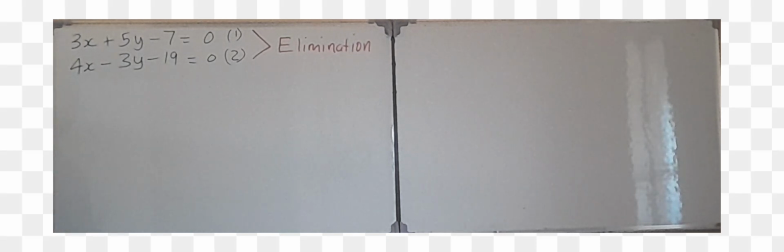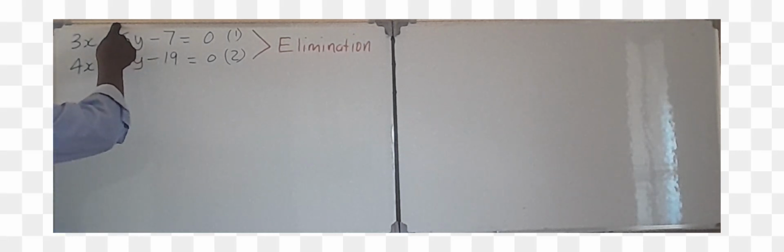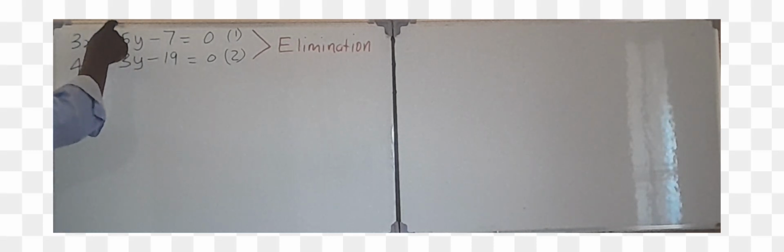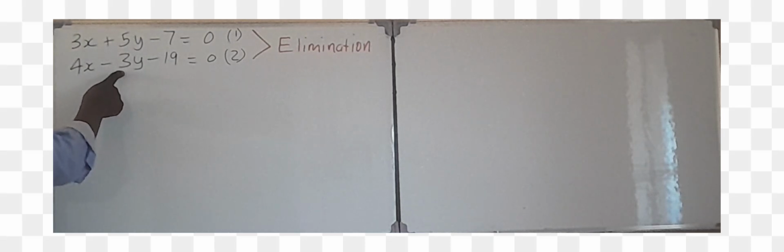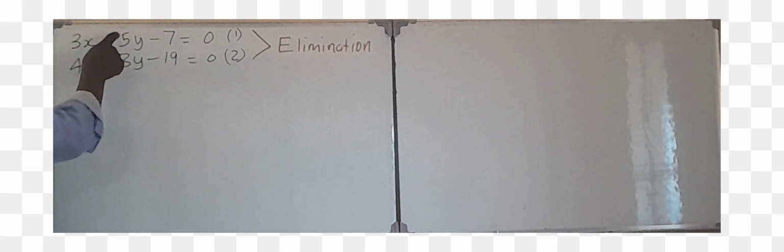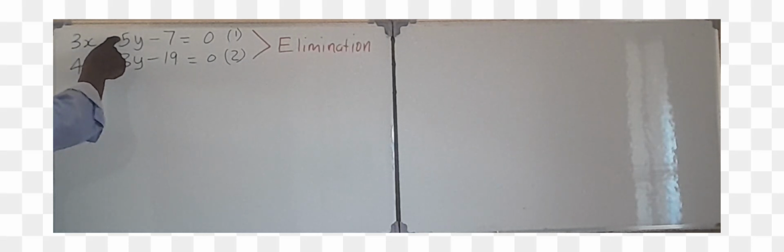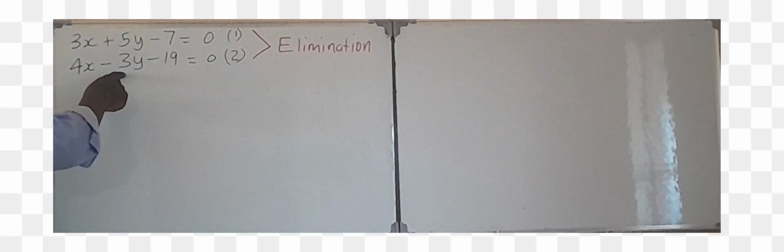But now supposing we want to eliminate y. How do we do that? We look at the coefficient of y in equation number 1 and the coefficient of y in equation number 2. Here it's 5 and here it's 3. Now, what is the lowest common multiple of 5 and 3? In other words, what is the smallest number into which 5 goes without a remainder and 3 goes without a remainder?